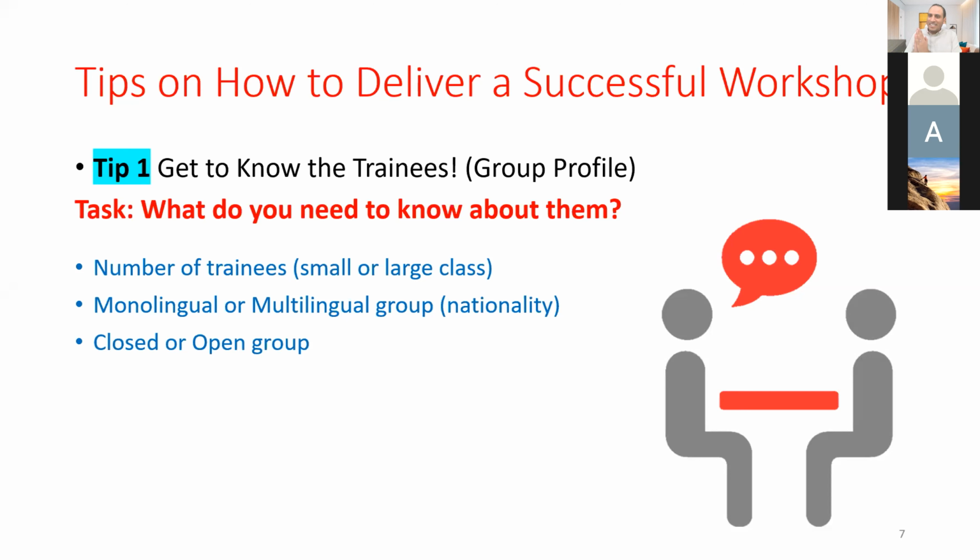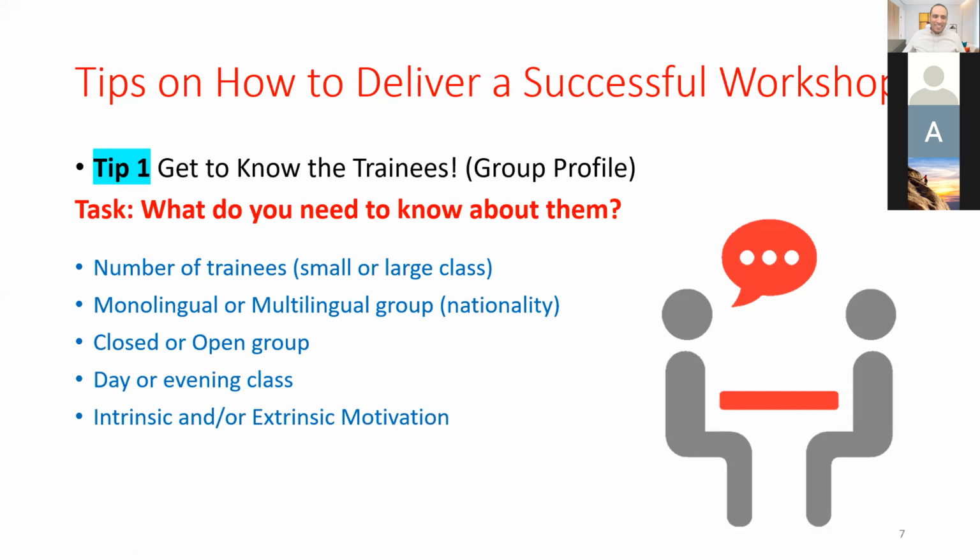Closed? Yes, but this group is not closed because you work in different places. So we can say 46 trainees, monolingual group and open group at the same time. Is it a day training session or an evening training session? It's an evening class, of course, even at night. Now it's 11 or 10. Yeah, we can say evening or even night class.